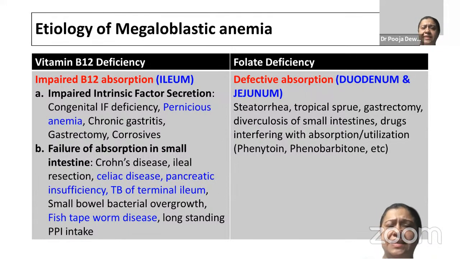In contrast, here it is the ileum, but in folic acid, the absorption is predominantly in the duodenum and jejunum. So conditions associated with tropical sprue or gastrectomy or diverticulosis of the small intestine, a malabsorption could again affect your folic acid levels in the body. Intake of certain drugs like phenytoin and phenobarbital, which we use commonly in our practice, can also lead to a folate deficiency.